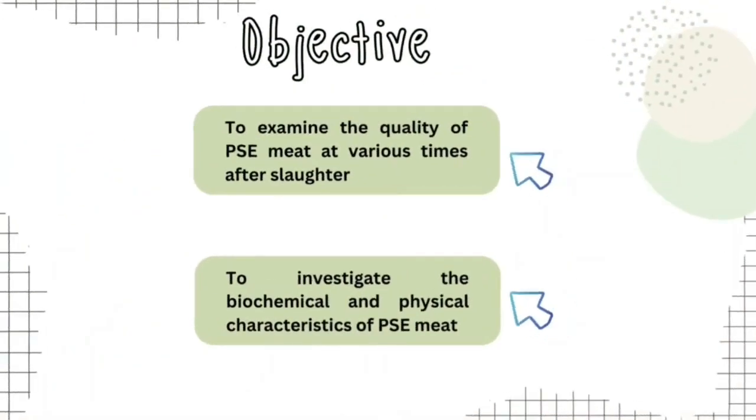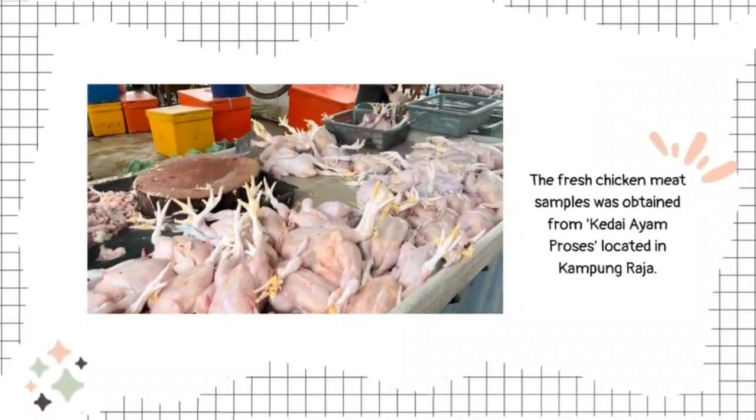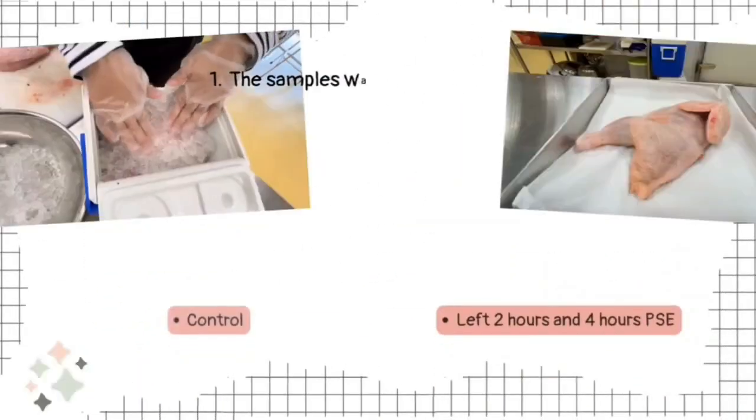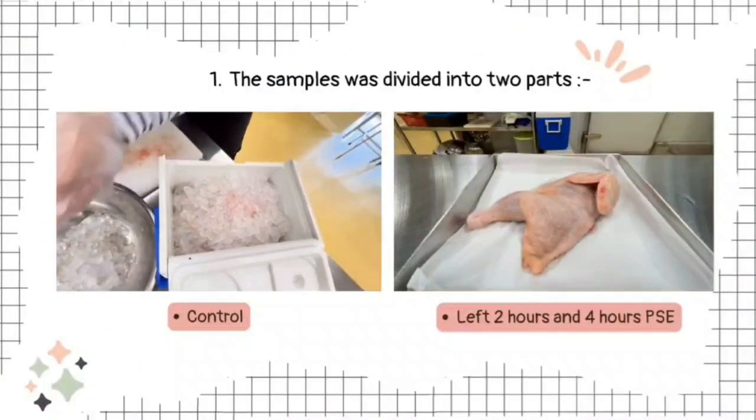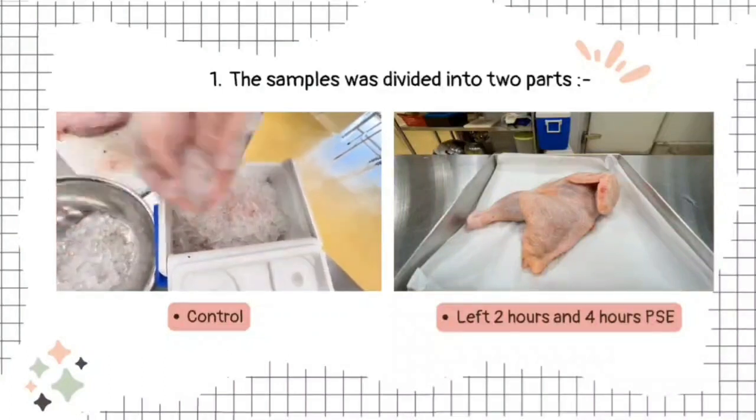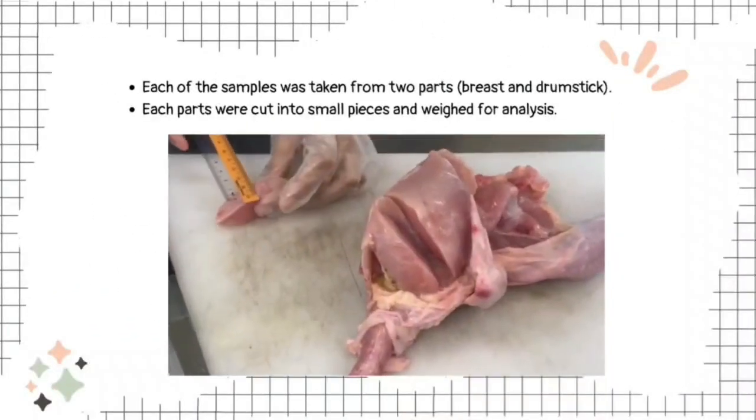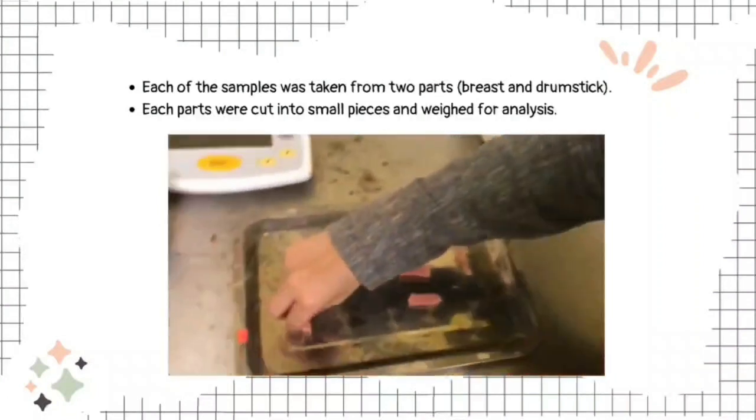Next, the objectives are to examine the quality of PSE meat at various times after slaughter, and to investigate the biochemical and physical characteristics of PSE meat. For sample preparation, the fresh chicken carcass was obtained from a shop located in Kampong Raja. The sample was cut and divided into two parts. One was chilled in an ice box after slaughtering to serve as control, while another one was left for 2 hours and 4 hours for PSE. Breast and drumstick were taken from each part, weighed and cut into small pieces for analysis.